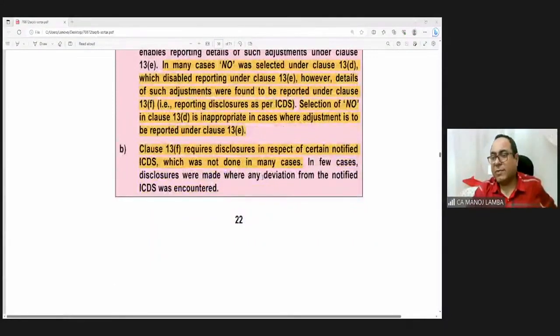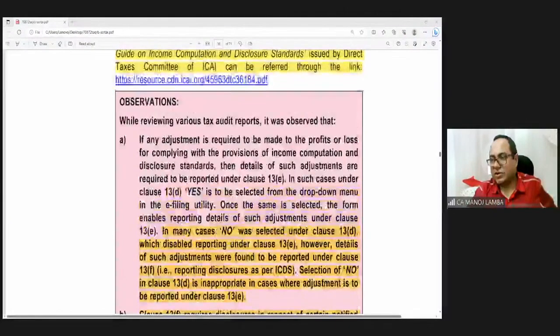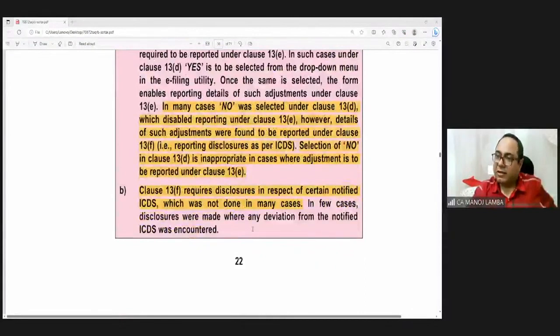13F required disclosure in respect of certain notified ICDS, which was not done in many cases. We are selecting it no, but we are not taking care of 13F in many cases. Many such reports are reviewed by the Taxation Audit Quality Review Board, so they are guiding us. Please start reporting on this also. In few cases, disclosure was made where any deviation from notified ICDS was found.